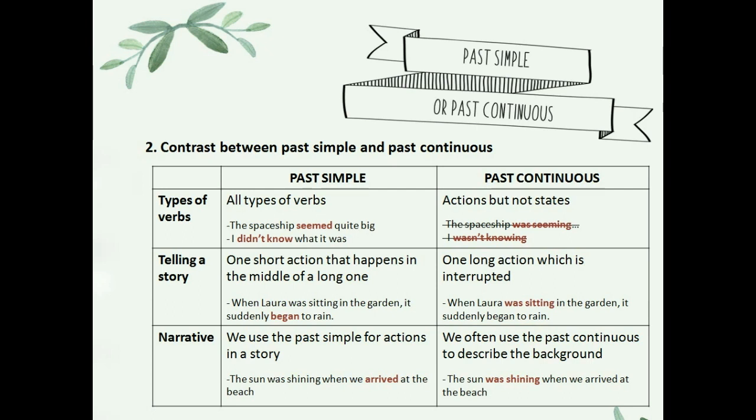Also, when dealing with a narrative text, like in stories or novels, normally we use the past simple for actions in this story. Look, the sun was shining when we arrived at the beach. And we use the past continuous to describe the background, the events happening, details.